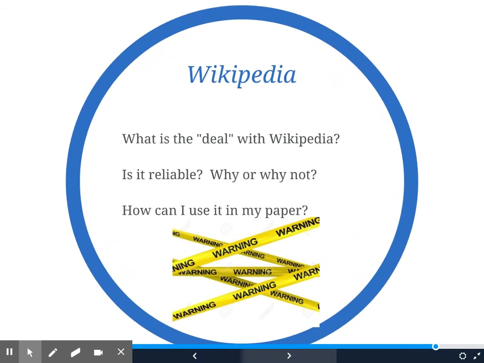Okay, what's the deal with Wikipedia? Is it reliable? Why or why not? How can I use it in my paper? Okay, first of all, I'm going to preface this by saying if you have a teacher that tells you not to use Wikipedia, don't use it. Please follow that teacher's instructions.